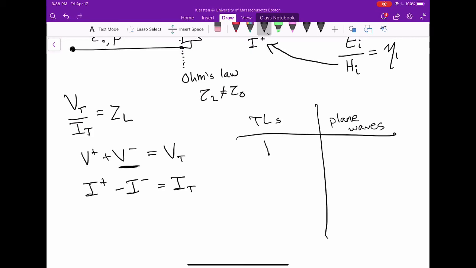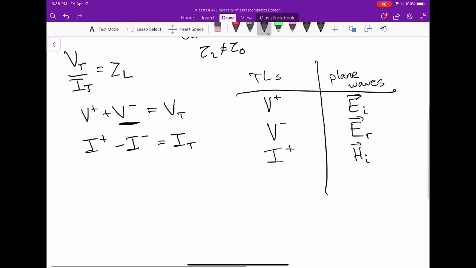For a transmission line, you have a forward-going voltage wave. That is the incident electric field in the plane wave problem. You also have a reflected voltage wave. That is the reflected electric field in the plane wave problem. You have a forward-going current. That's the incident magnetic field. You have a reflected current. That's the reflected magnetic field.